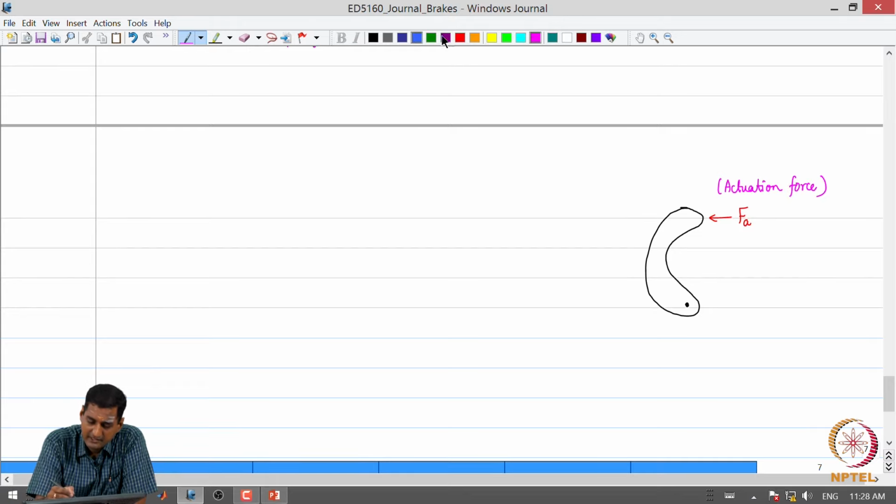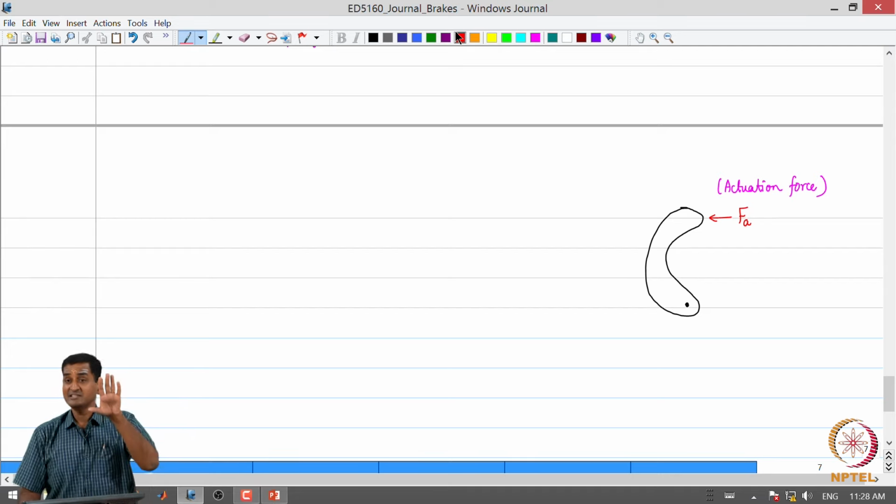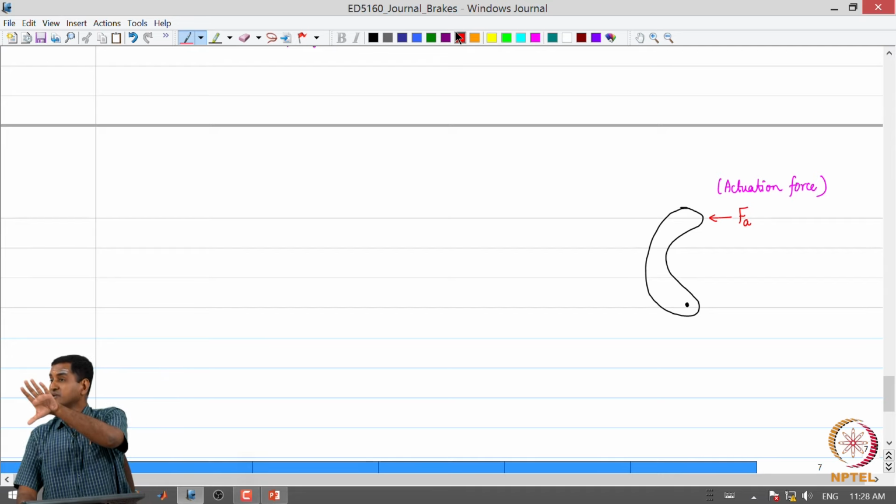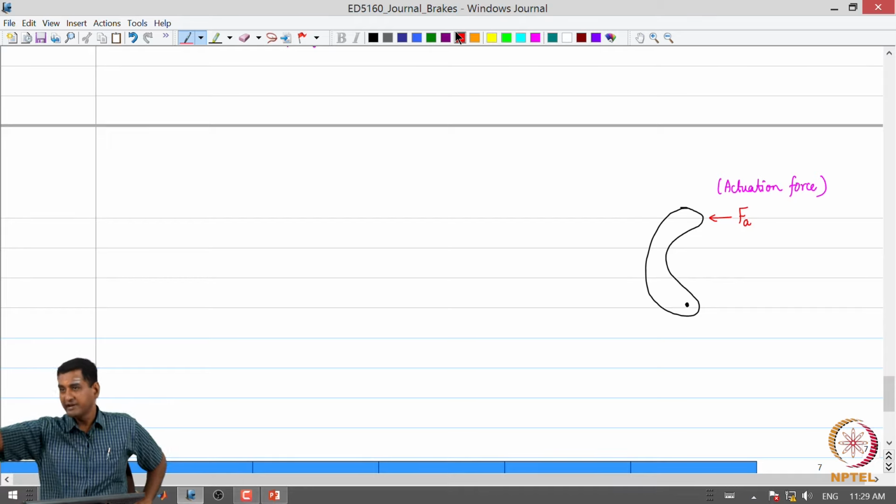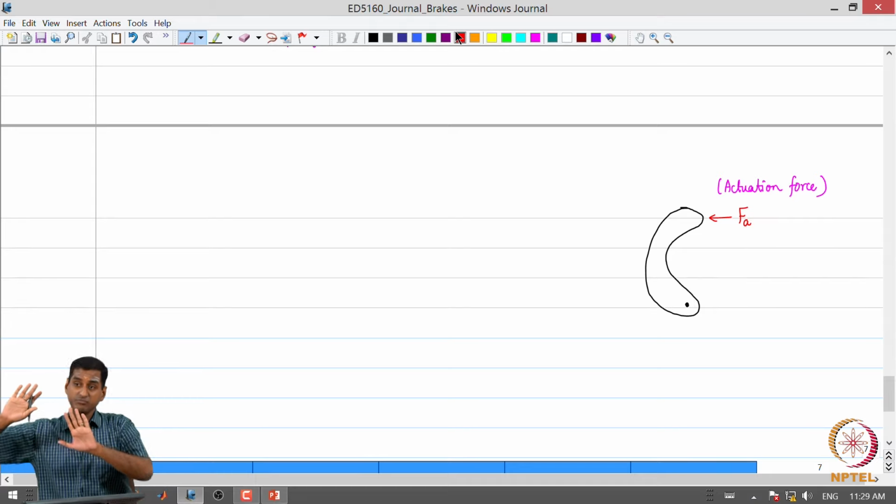brake shoe. Now imagine a scenario where the brake shoe has rotated about its pivot, the friction lining has gone and contacted the inner surface of the brake drum. So, the brake shoe has been pushed against the brake drum. What is going to happen? The brake shoe is going to apply a normal load on the surface of the brake drum, and the brake drum is going to apply a reaction on the brake shoe.